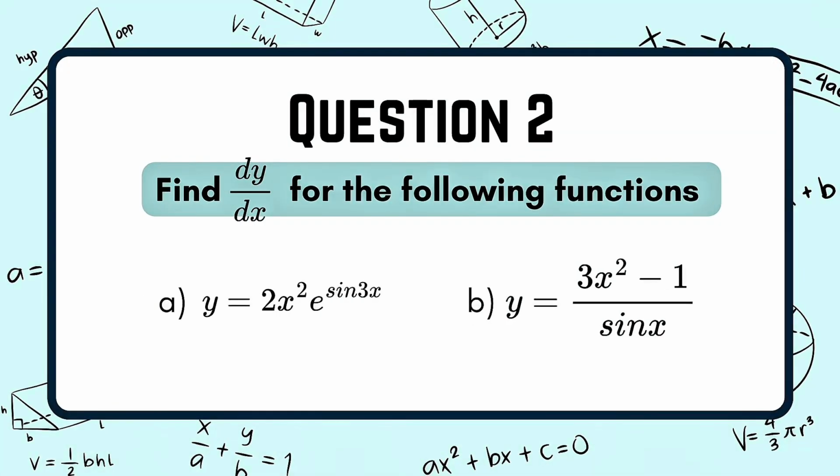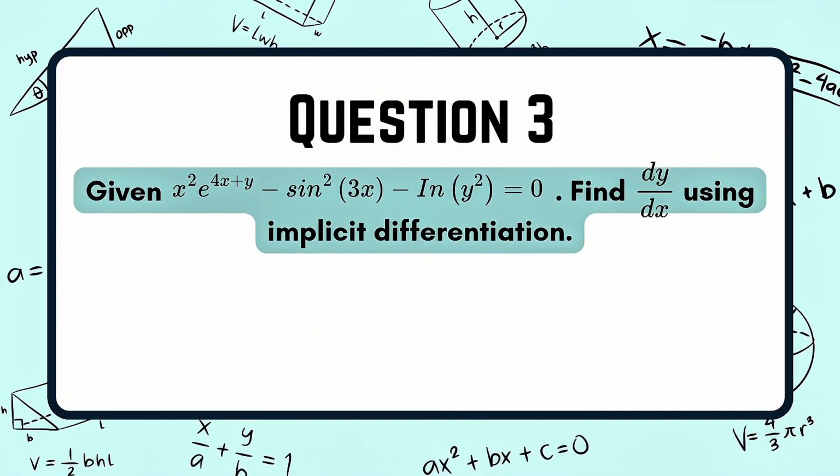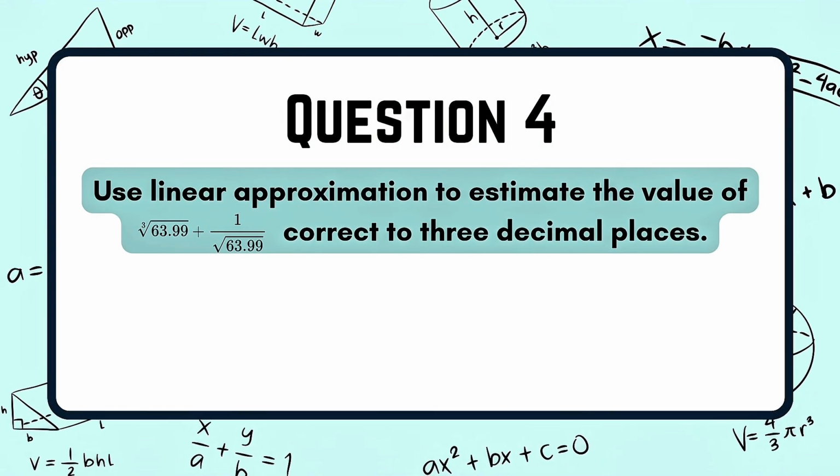Next is question 2. Find dy/dx for the following functions: a, y equals 2x squared e to the power of sin 3x, and b, y equals 3x squared minus 1 over sin x. For question 3, given x squared e to the power of 4x plus y, minus sin squared 3x, minus ln y squared equals 0, find dy/dx using implicit differentiation. And the last question is, use linear approximation to estimate the value of the cube root of 63.99 plus 1 over the square root of 63.99, correct to 3 decimal places.